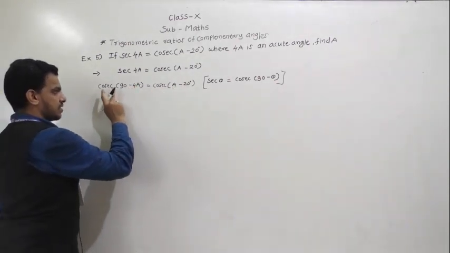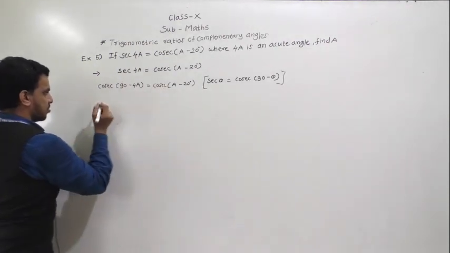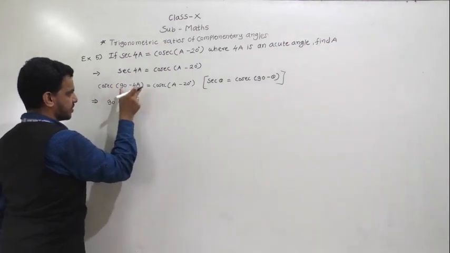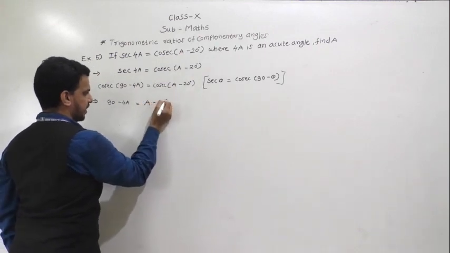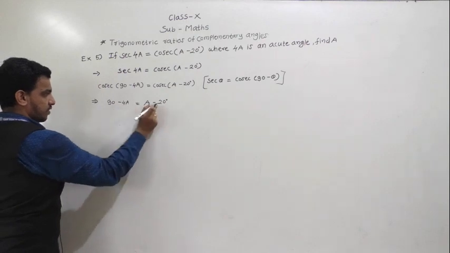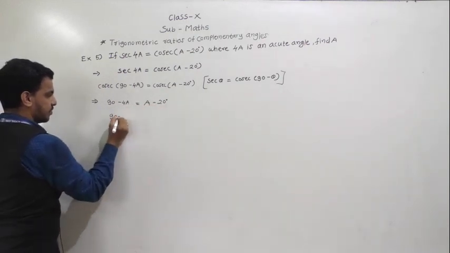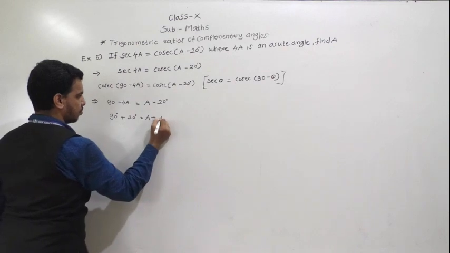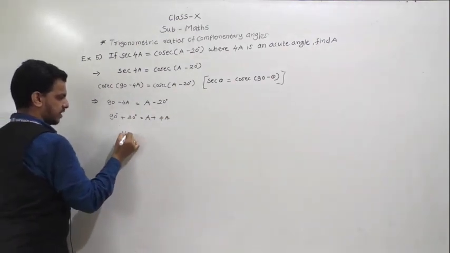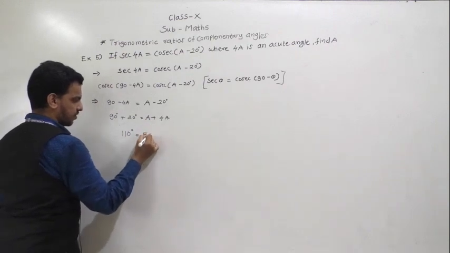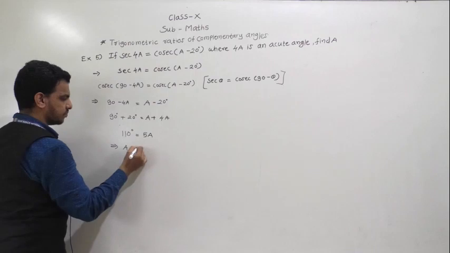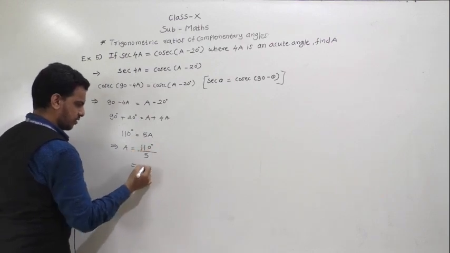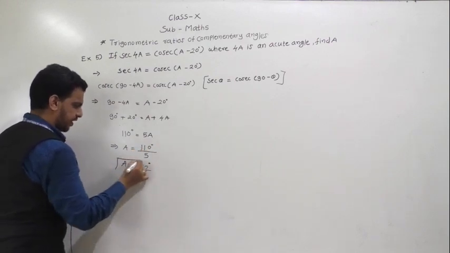Now these are the same trigonometric ratios, cosec and here also cosec. So what is the meaning of this? That 90 minus 4a means the angles are the same. 90 minus 4a is equal to a minus 20 degree. So if we shift the minus 20 here, that is 90 plus 20 degree, 90 degree plus 20 degree is equal to a plus 4a. So 90 plus 20 degree is 110 degree, and a plus 4a is 5a. So a is equal to 110 degree divided by 5, 5 twos are 10, so a is equal to 22 degree.